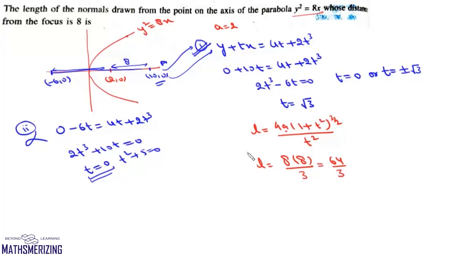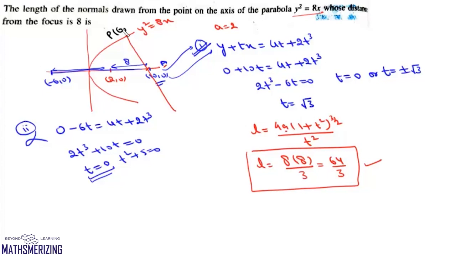So basically the length of this normal chord drawn from this point which is (10, 0) should be 64 by 3. Now this question is an integer type question, so I suspect they must be asking for something else which they have not clearly mentioned. So this point is A. We can also find this point, or foot of normal. We know that this foot of normal is at (at square, 2at). So a is 2 and t is root 3. So at square is 6 and 2at is 4 root 3.